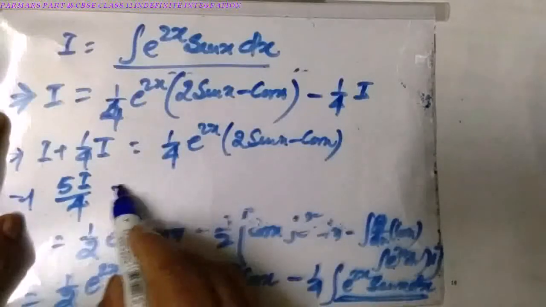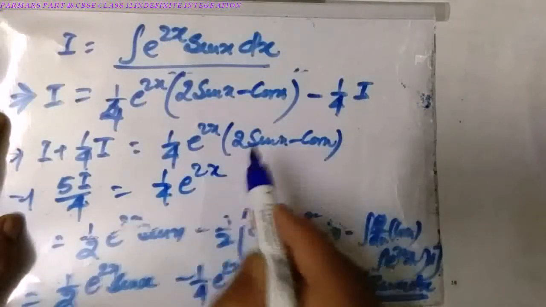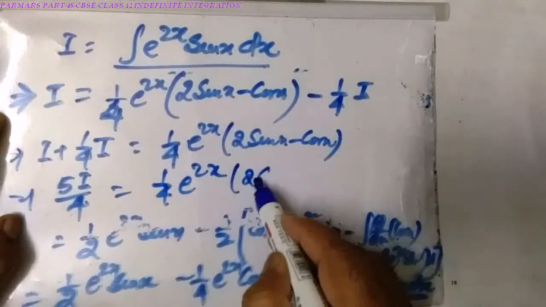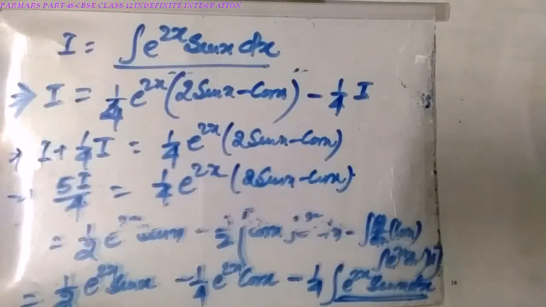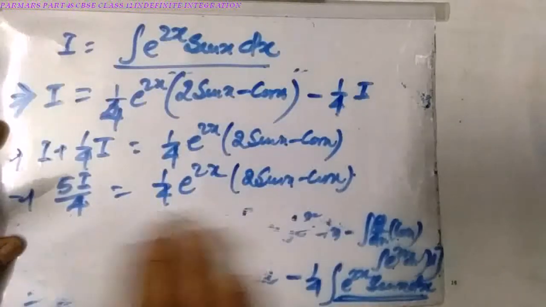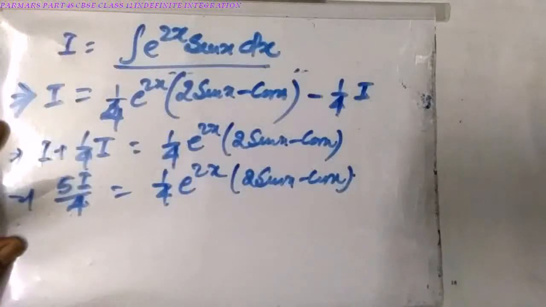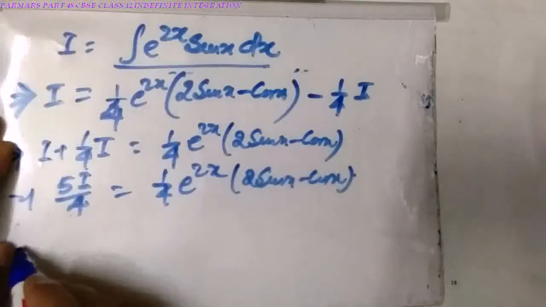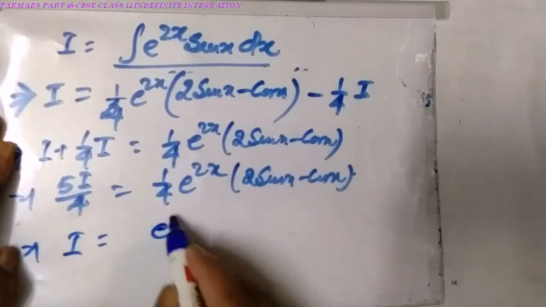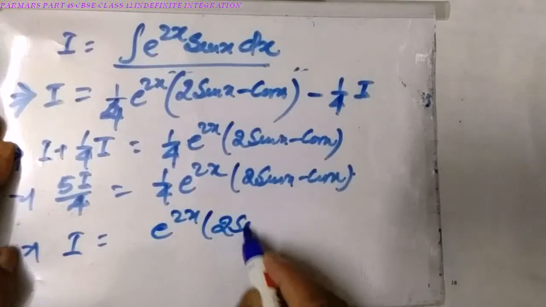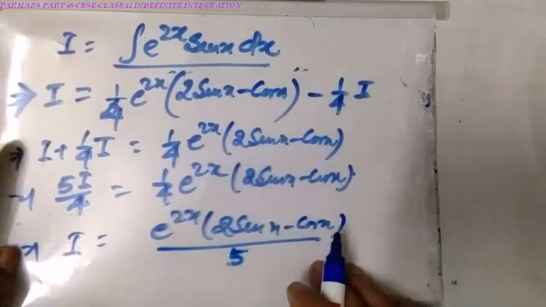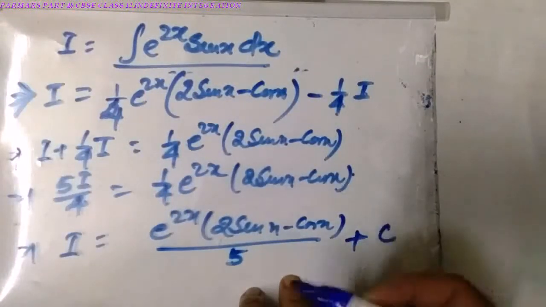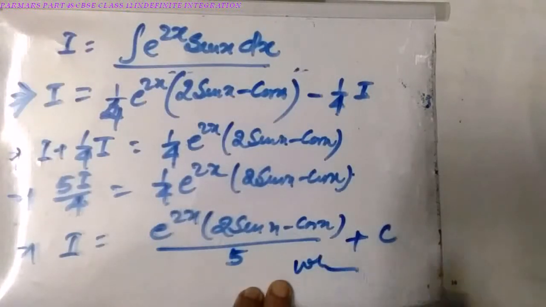This is 5I/4 equals 1/4 e^2x (2 sin x minus cos x), okay. Then write down one thing: the 4 cancels out, 5 is here, so I equals e^2x (2 sin x minus cos x) by 5, and now write down your c, where c is the constant of integration.